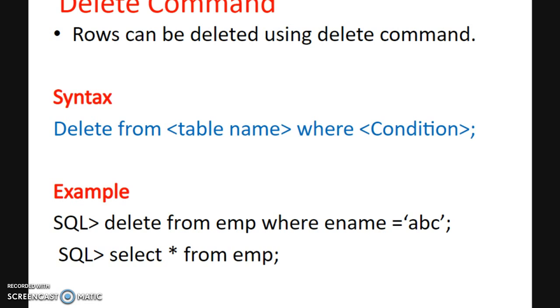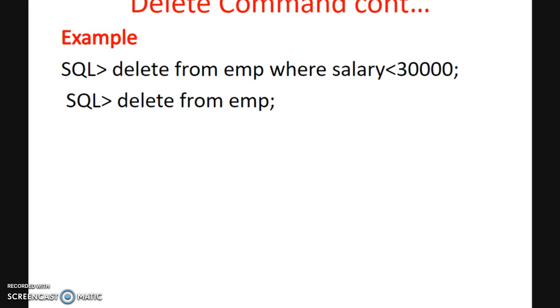Delete from emp, where emp is the table name, where employee name equal to ABC. If the employee name is ABC, you are going to delete that particular row. Then you can view the table. Now the row with employee name ABC will be deleted from the table emp. We can also give it like this: delete from employee where salary is less than 30,000. Whose salary is less than 30,000, that row will be deleted.